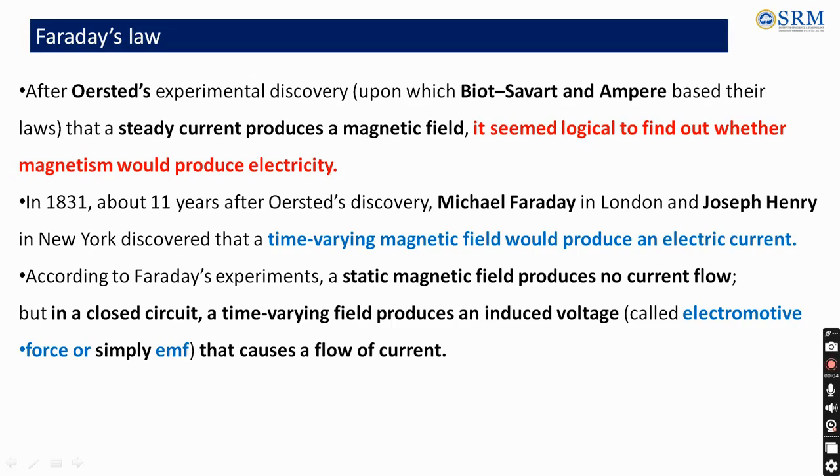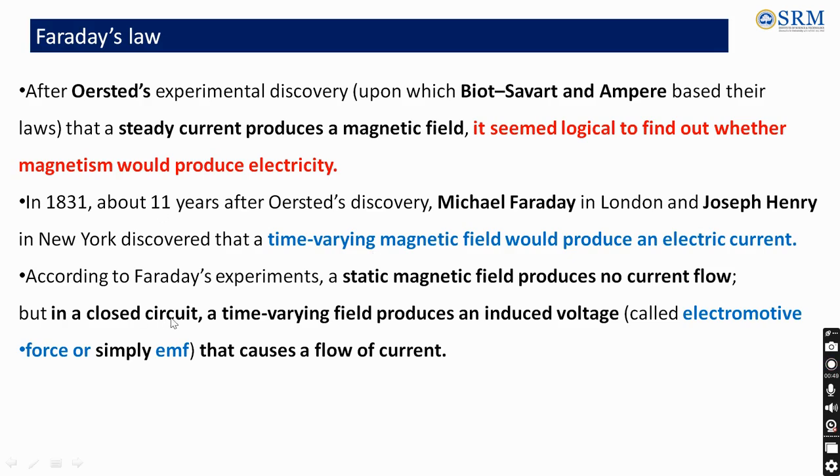Before coming to Faraday's law, we need to know that Oersted experimentally discovered that steady current produces a magnetic field, and based on that, Biot-Savart and Ampere's law came up. We should logically find out whether magnetism can produce electricity. This is what we are going to observe here. Eleven years after Oersted's discovery, Faraday and Henry both discovered that a time varying magnetic field produces an electric current. Faraday's experiments showed that a static magnetic field produces no current flow. We already know this.